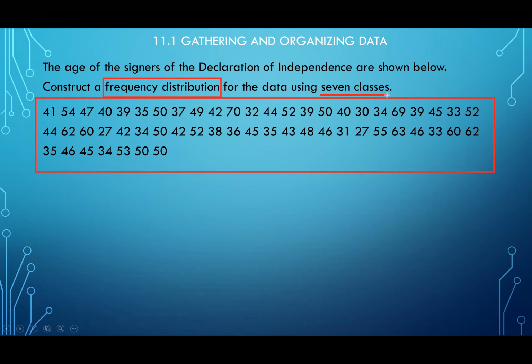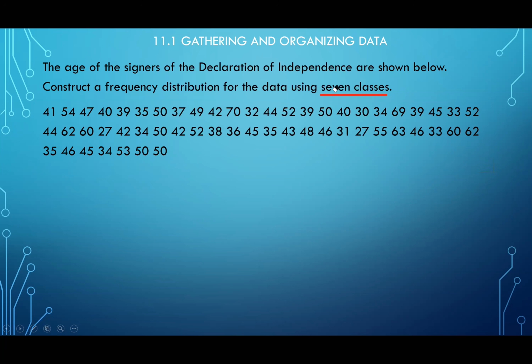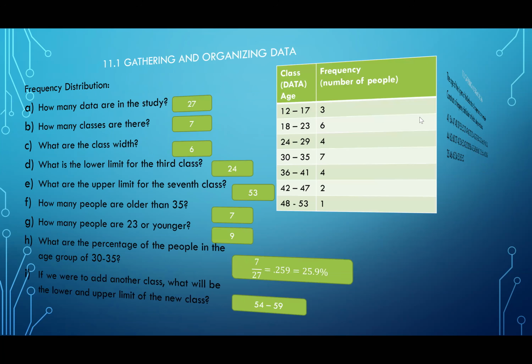So again, similar to the previous one, we need to divide my data into 7 different classes, and now I need to find this frequency distribution table. If you remember how the frequency distribution table looked, this is what it looked like. We have some classes and we have the number of data up here. Okay, so how do we construct this thing here?